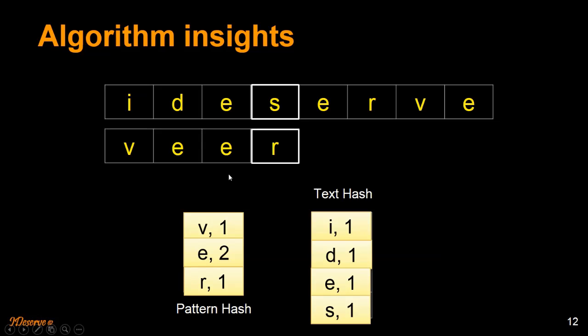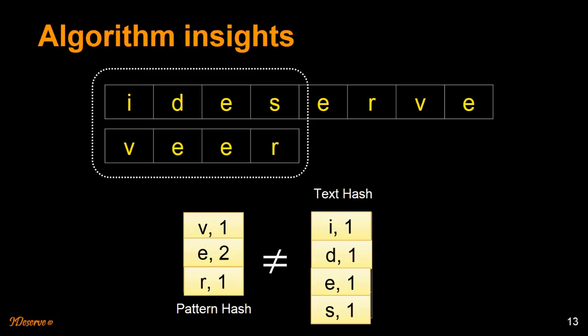Okay, and then we go forward and update s and r in the hashes. Finally we have the pattern and text hash of length 4, and then we compare. Are they equal? No, right? The hashes are different. So we go one by one in the keys and see if the counts of characters match, and if the characters match, we have to see whether the counts of characters match. Okay, none of the characters match, so definitely the hashes don't match.